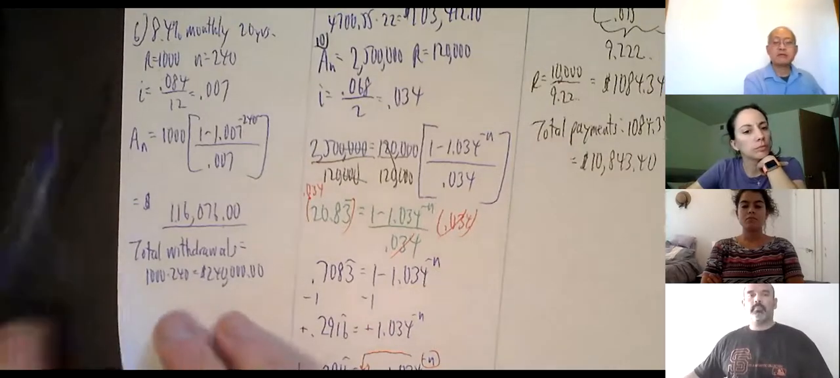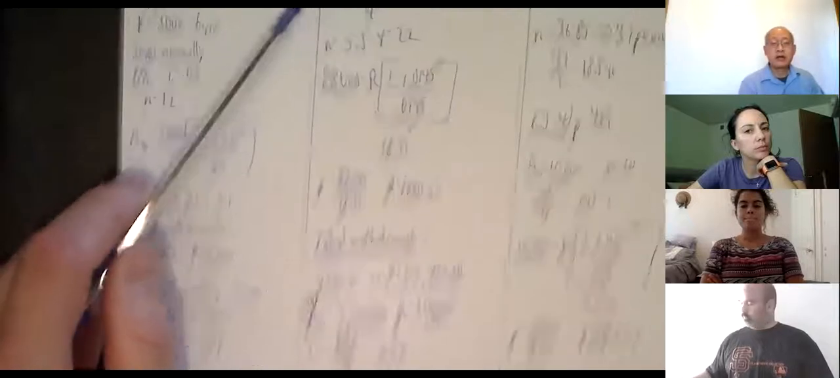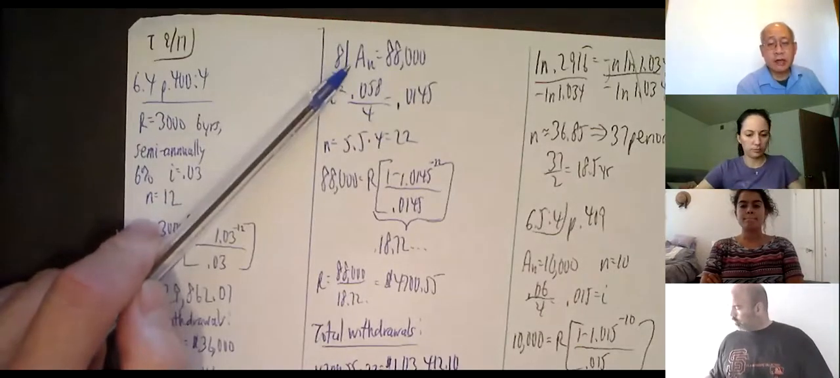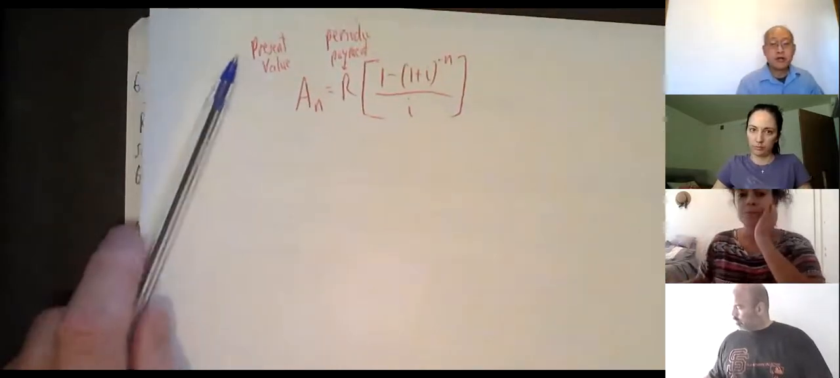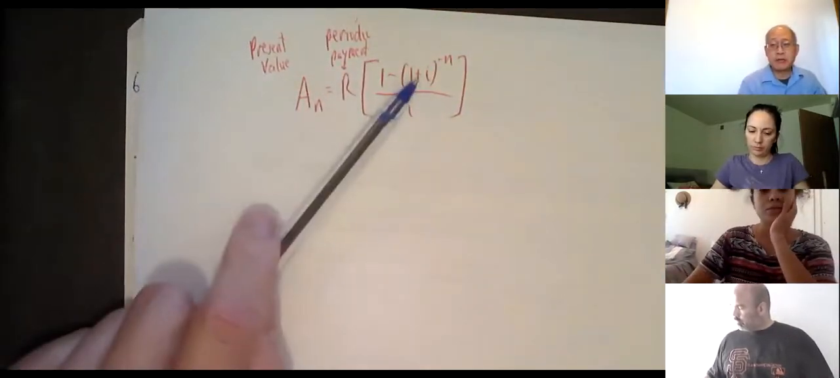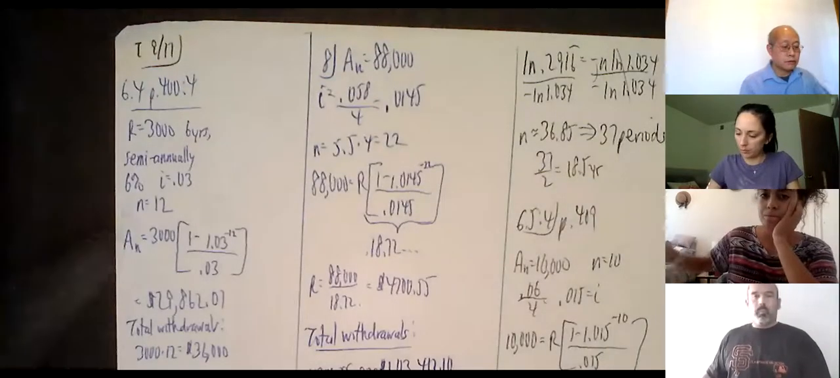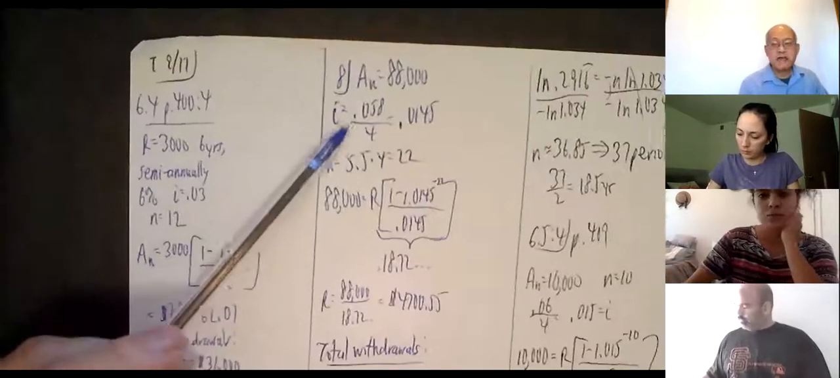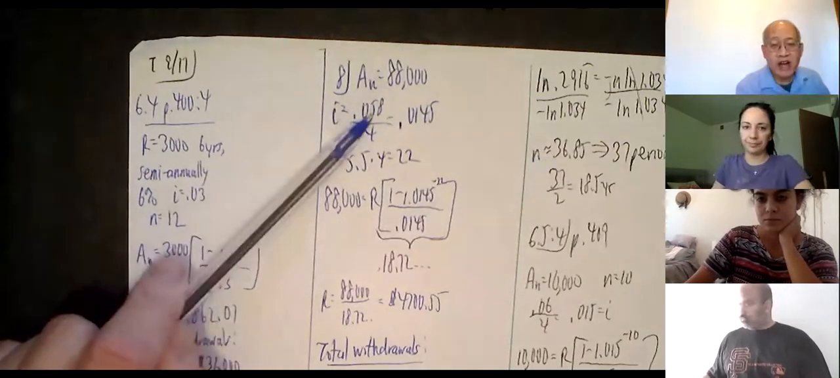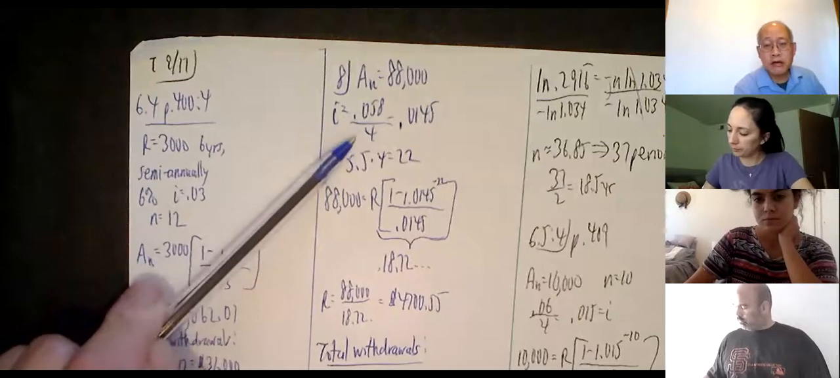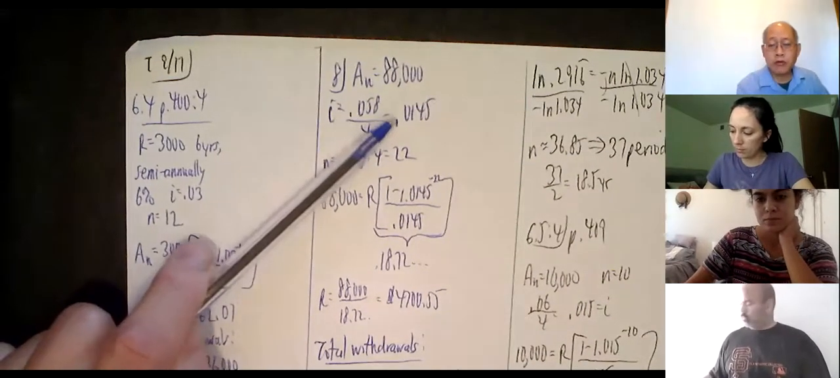So that's that. Okay, so number 8 is a little bit different. This time they give you the A sub n. So they're telling you the present value. The present value is $88,000, and then they give me I and N, I'm guessing. And now you have to figure out the R. So they said 5.8% compounded quarterly. 5.8% compounded quarterly means I divide by 4. So 0.058 divided by 4 comes out to be 0.0145.